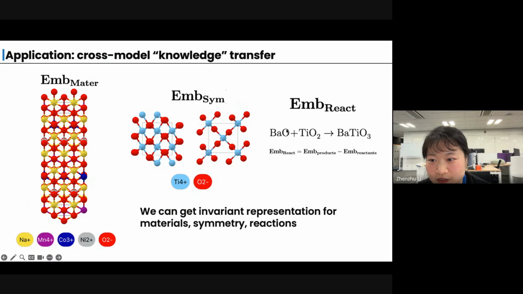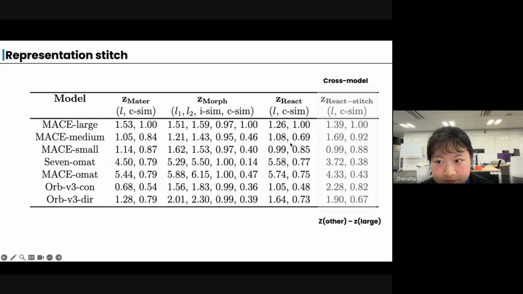But we can also do the stitching, if the stitching can work: we take the embedding of BaO from model A and the embedding of TiO2 from model B, and then take this from model A or from the other model, and we still calculate the embedding of this reaction. And if the two embeddings are similar, then this means that the stitching can work, right? So this is how we try to check the cross-model stitchability of the embeddings, to show that the Platonic representation can be used for model stitching in the future.